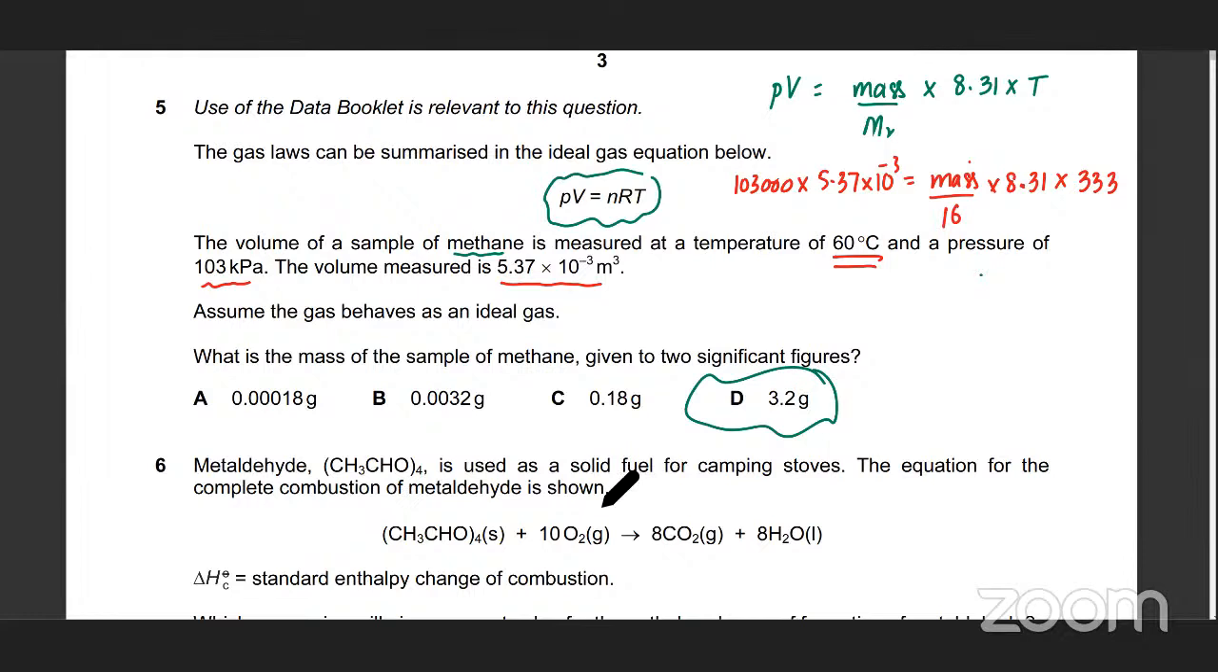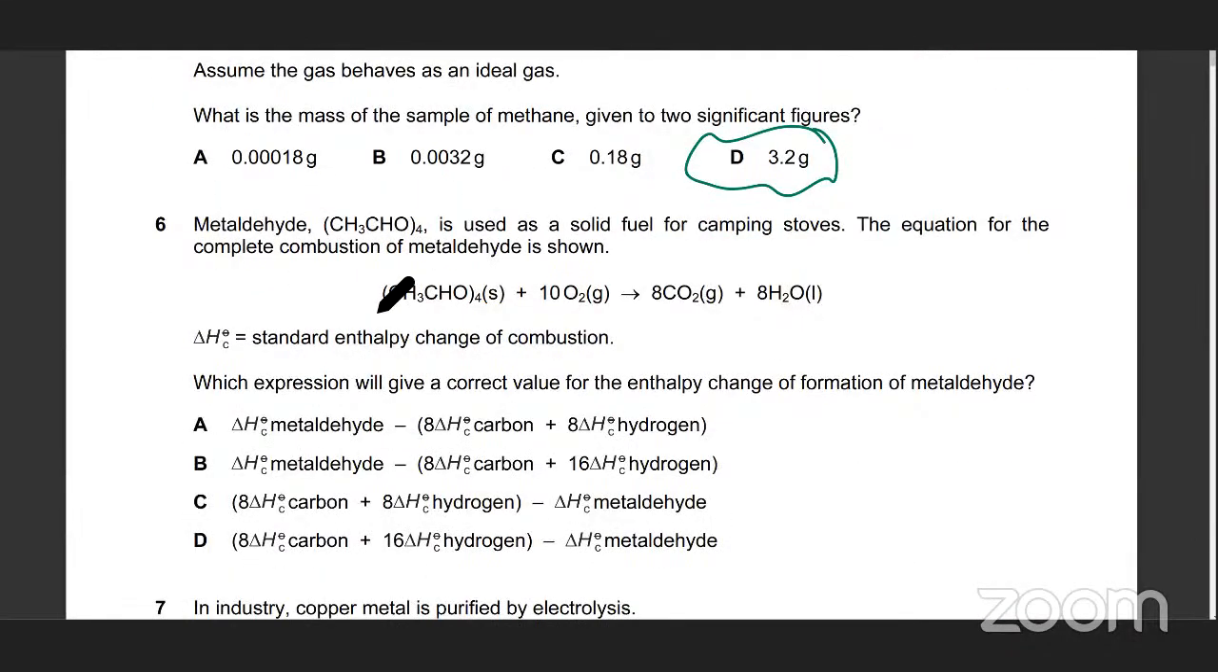The next one is there's a metaldehyde, whatever that is, used as a solid fuel for camping stoves. The equation for the complete combustion of metaldehyde is shown. Delta HC is the standard enthalpy change of combustion. Which expression will give the correct value for the enthalpy change of formation of metaldehyde? So he's asking for the enthalpy change of formation of metaldehyde.